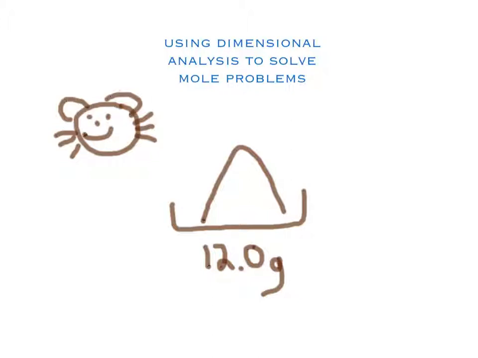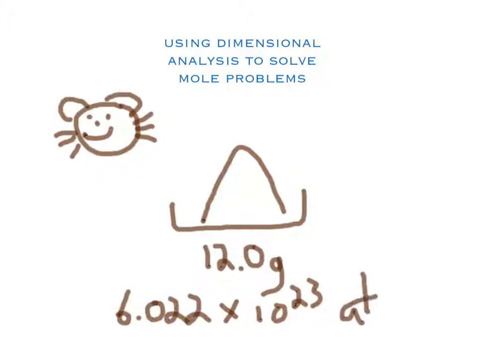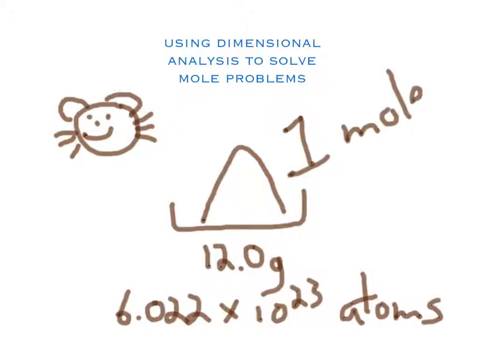So in these 12 grams of carbon, we have 6.022 times 10 to the 23 atoms. It's a lot of atoms in a small sample there. That sample has a mass of 12 grams. We call this sample 1 mole of carbon atoms.